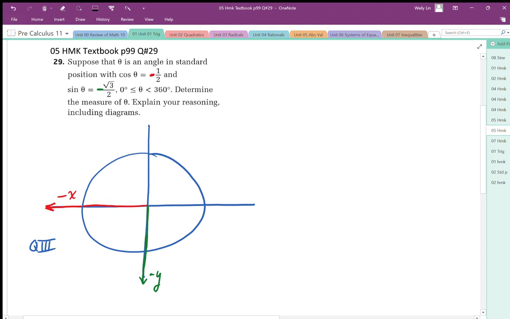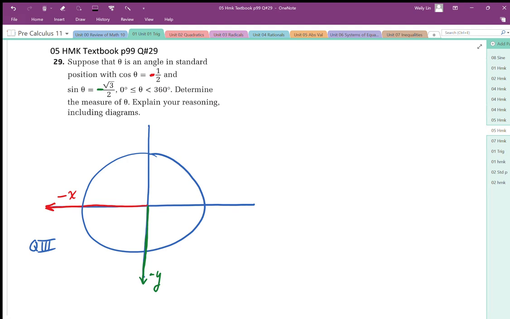Okay, because theta is always measured from standard position, and we need to know where theta lies. If the cosine is negative, cosine is horizontal and it goes with the x, so we can see that the negative x should go this way. The sine always goes with the y, or vertical, so if the sine is negative, that means the vertical positioning is negative, so it's going to go down this way. So it has to be in quadrant 3. So that's the first thing: we need to establish the quadrant it's in.